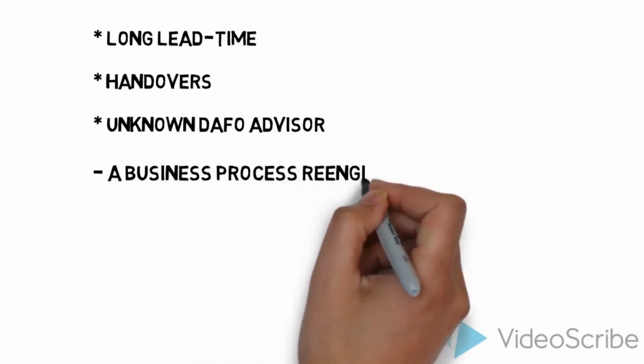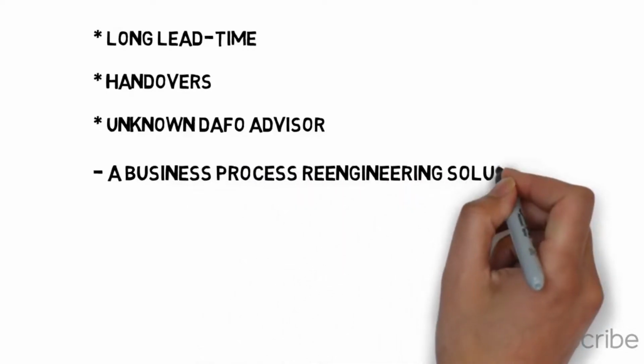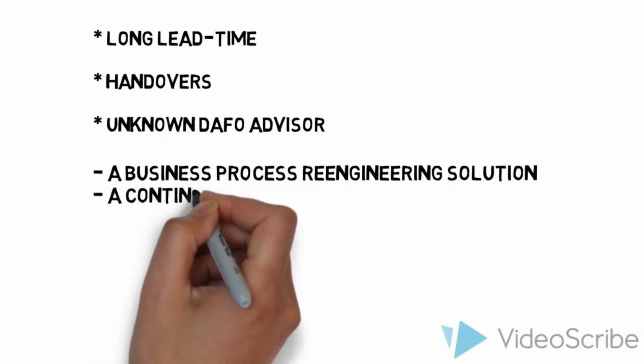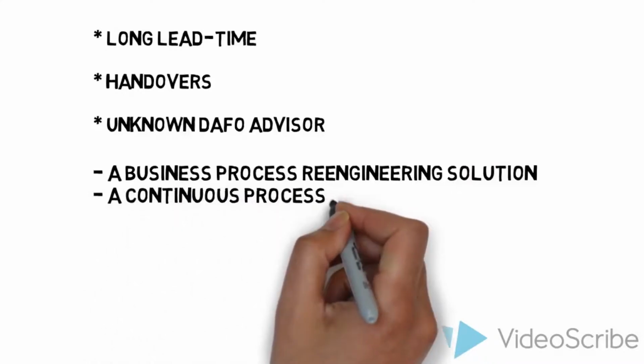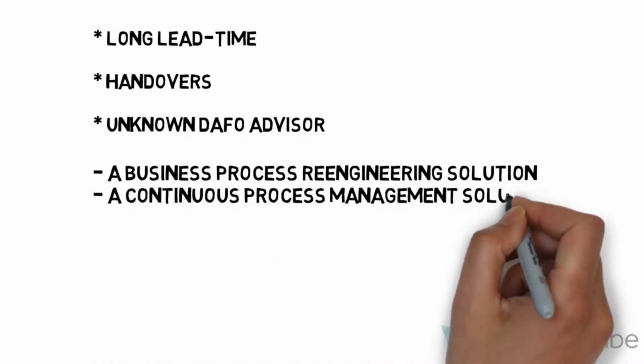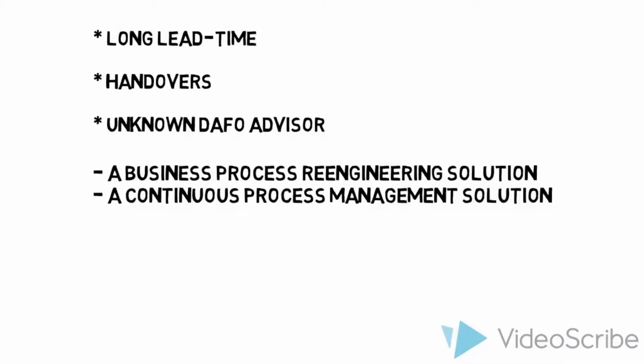One that was a business process reengineering solution and one continuous process management solution. In the activity scenarios, Activity Scenario 1 describes the business process reengineering solution, and Activity Scenario 2 describes the continuous process management solution.